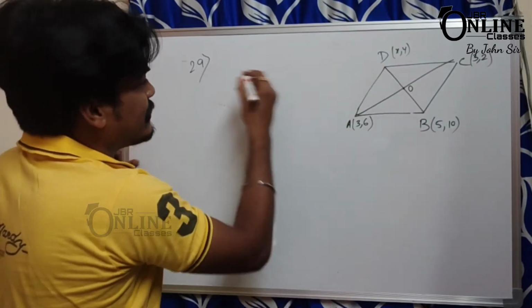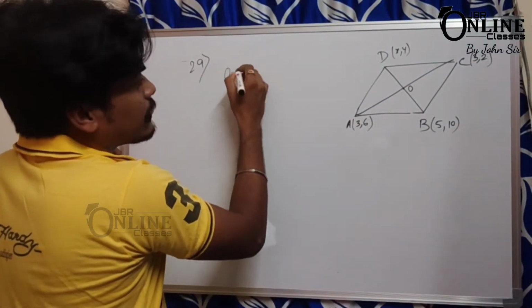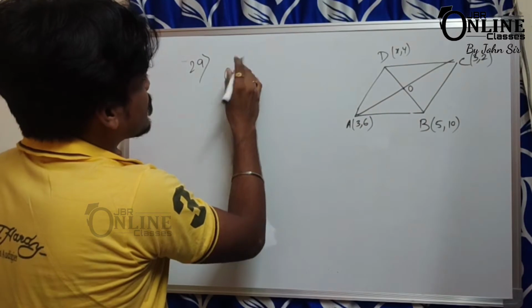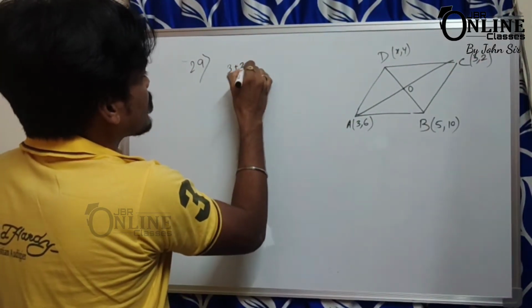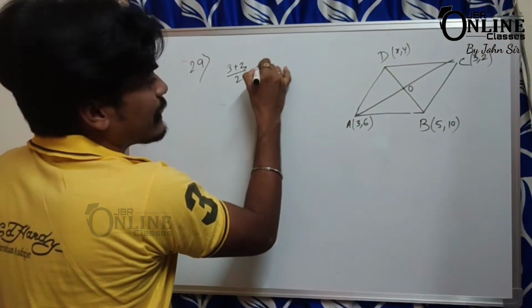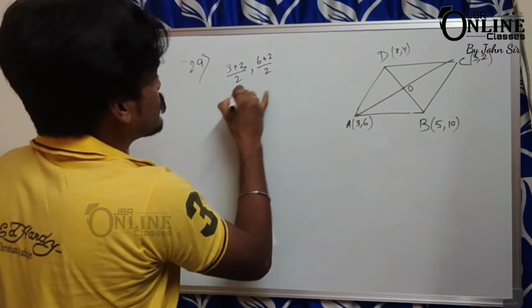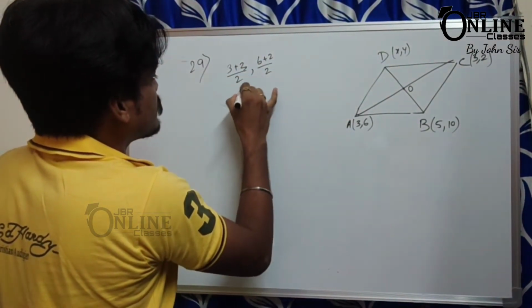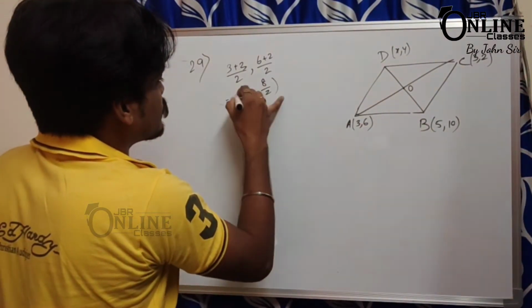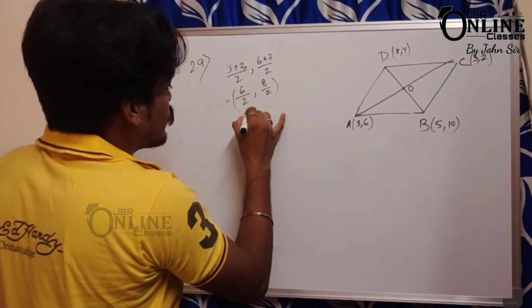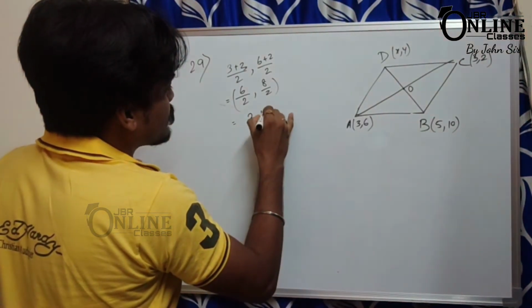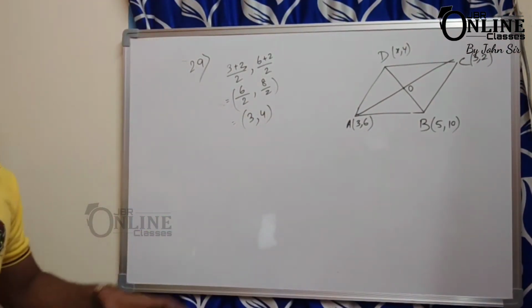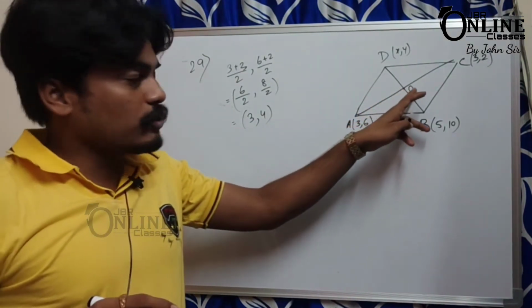As O is the midpoint of AC, the coordinates of O are: first part is 3 plus 3 by 2, next one is 6 plus 2 by 2. That means 6 by 2, and 8 by 2. So that means, sorry, it's not 4, it's 3 and it's 4. So 3 comma 4 is the coordinates of the point O.